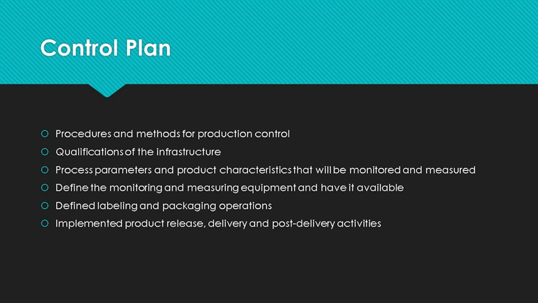Labeling is critical to traceability, so the control plan describes the labeling and packaging requirements. The control plan defines the release of product and includes delivery activities. If there are post-delivery activities, they are defined in the control plan as well.